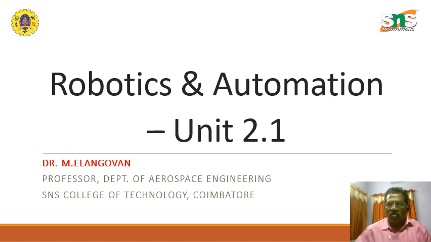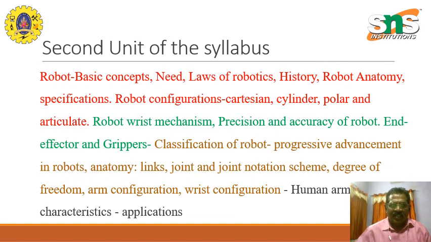Now, let us look at the syllabus. What does it say? We're going to look at the robo and the need for robos. What are the various laws given for robotics by Isaac Asimov? Then, history of robo anatomy, specifications of robo. We are going to look at robo configurations, the various positions that the robo is able to cater to.